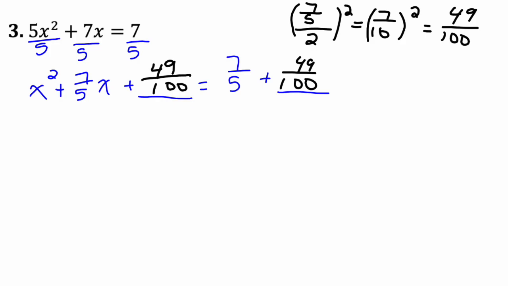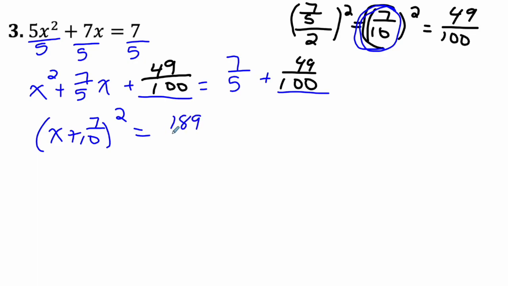All right, now for the next part, I want to rewrite this. So I'm going to do x, again, leave a space, squared. What goes in that space right there is this right here, which is 7 over 10. I know that kind of looks like a 7 over 16, but 7 over 10. Right-hand side, add those together. Again, use your calculator. You get 189 divided by 100.